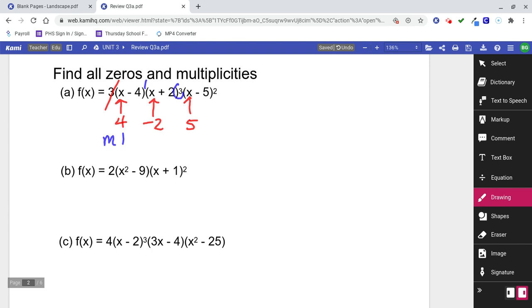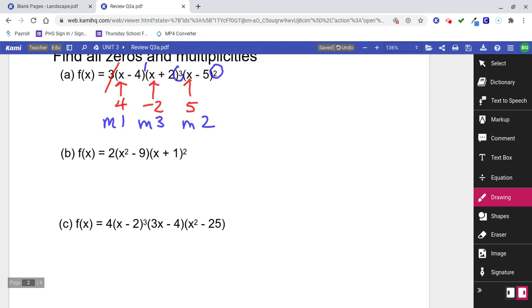This factor has a multiplicity of 3, and this factor has a multiplicity of 2. So really, you're just looking at the exponent on that factor as the multiplicity, but it's talking about how many times that 0 is repeated, and there's something about that that's going to affect the graph. We'll learn about that later.